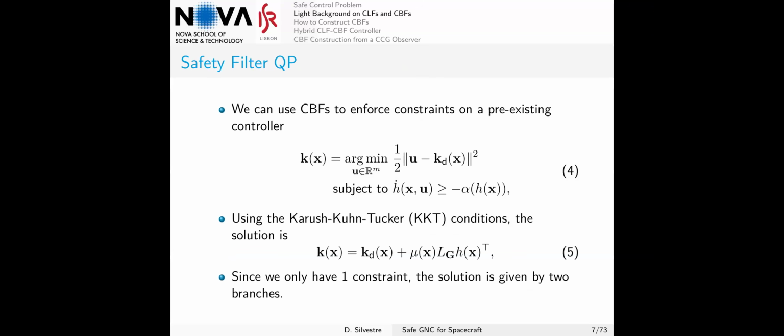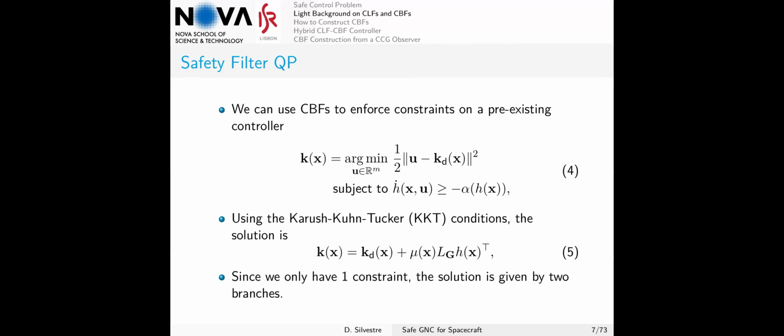This is the first one, which is we can use CBFs in safety filters. That just means we want to design a control. So we want to select one of these control vectors that is close enough to some predefined controller such that the CBF condition is satisfied. I haven't seen this before here, so I just wanted to place this in slides.